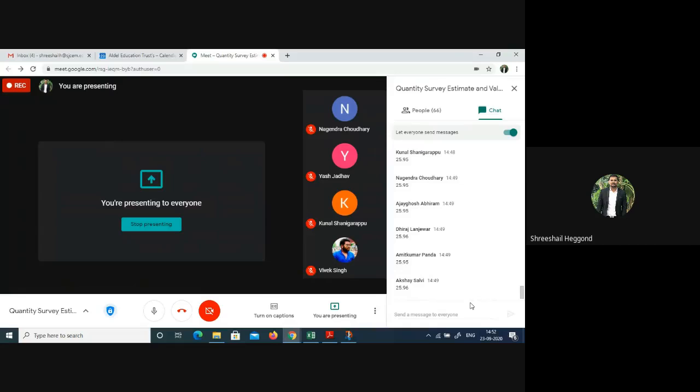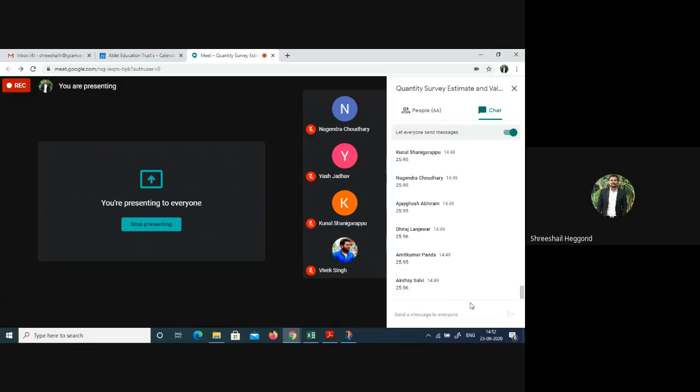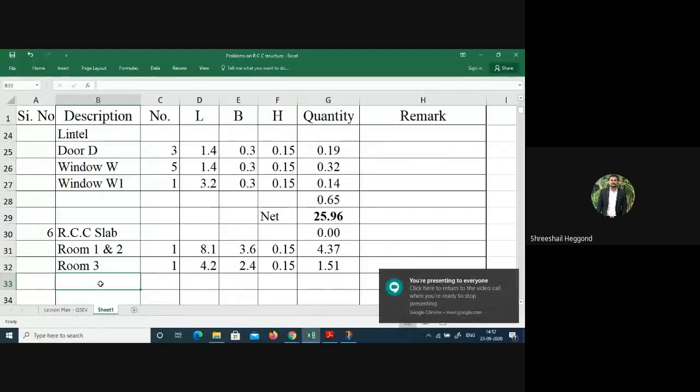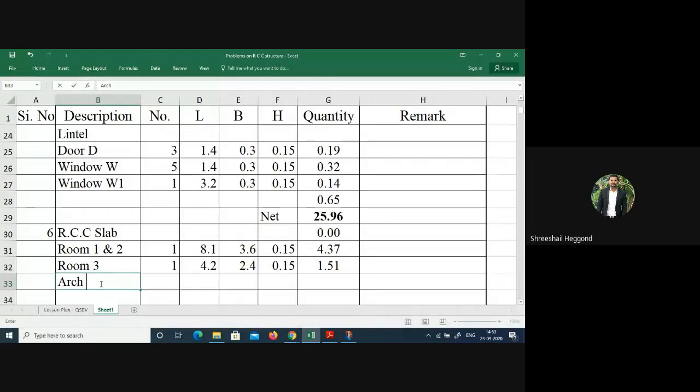Pi by 4 into D square, that is the area of a circle. Now we have to consider half of the area, that is semicircle. You can consider pi by 8 into D square or find out the area of the semicircle. Same equations as your basics. That section you can write.